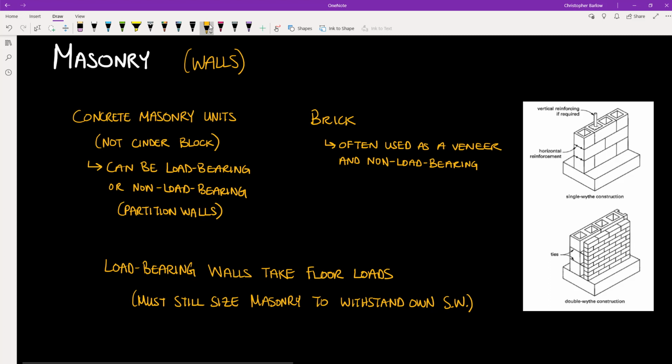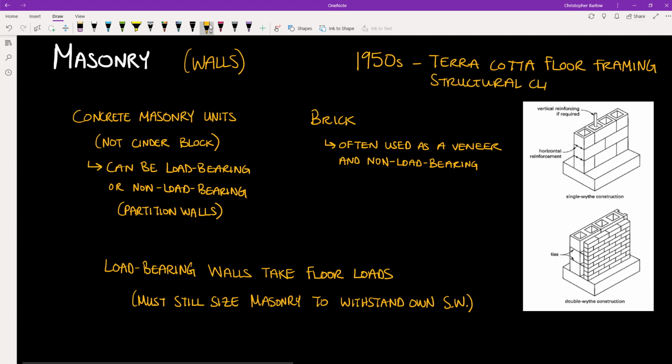Nowadays, masonry is not typically used for any type of floor framing systems, although back in around the 1950s, there was a terracotta floor system that had become very popular. So if you're doing a renovation of a space, you may run into that type of system, or some type of structural clay tile system, as it's also called. But nowadays, masonry is pretty much exclusively used for walls.